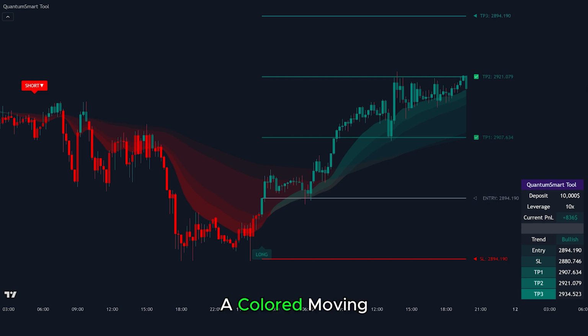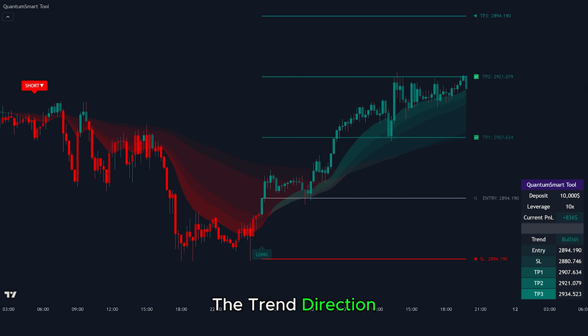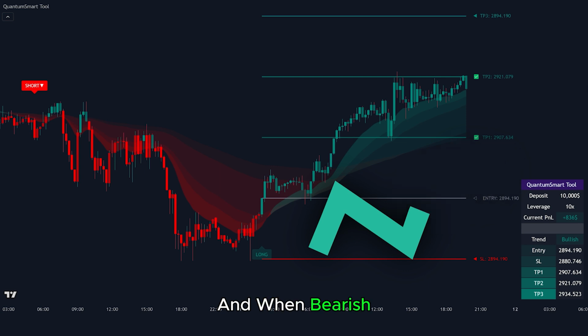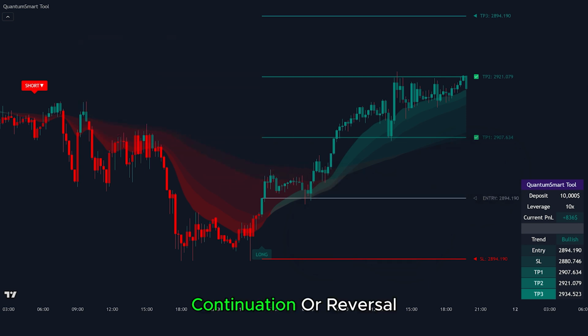You'll also see a colored moving average cloud on the chart. This cloud shows the trend direction. When the market is bullish, the cloud turns green, and when bearish pressure takes over, it shifts to red. This allows you to spot continuation or reversal setups at a glance.